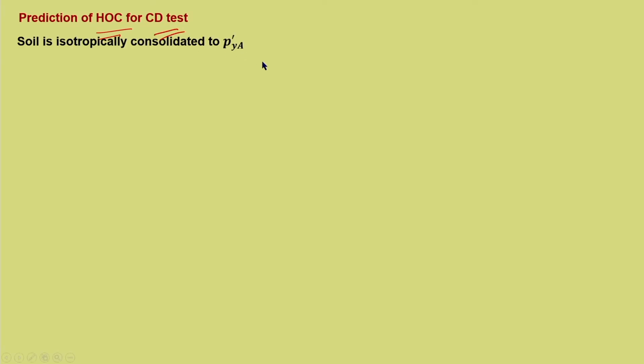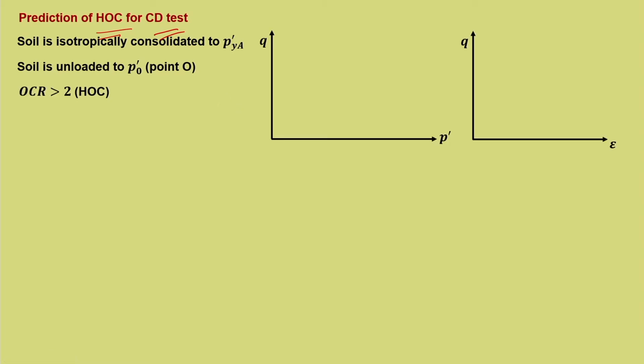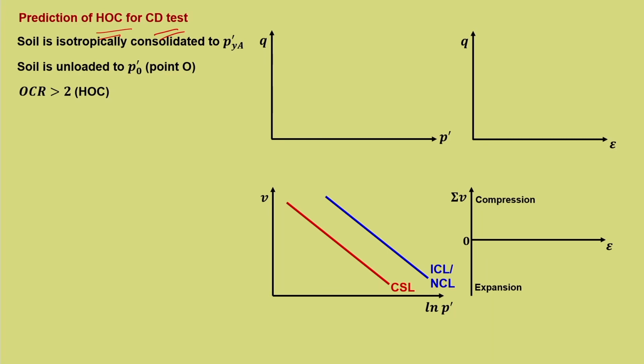Soil is isotropically consolidated to P dash Ya and it is unloaded to P naught dash. The same procedure, but now the unloading is a bit more, so that the HOC state emerges and OCR is greater than 2. So, that we already know. So, again the repetition of the same. Now, the only thing is here it is volume change and we need to consider both compression and expansion because we expect dilation to happen in heavily over-consolidated soil.